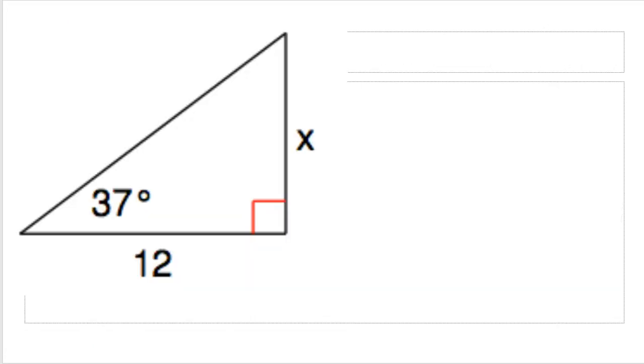Alright, so this is what we're really going to get into: solving using our calculators. First we're looking for x. What I always like to do is, once again, label my sides. This is my H, this is my O, and this is my A.